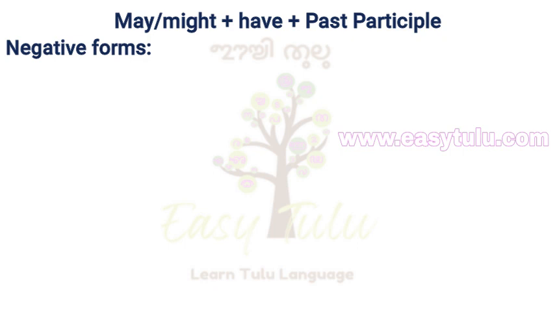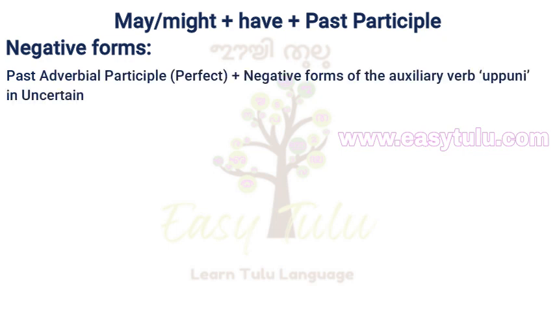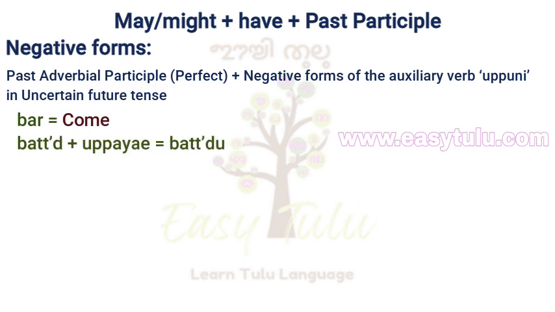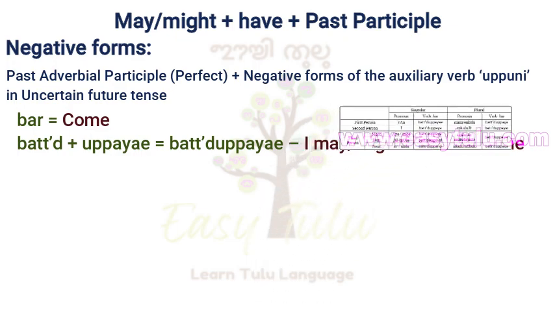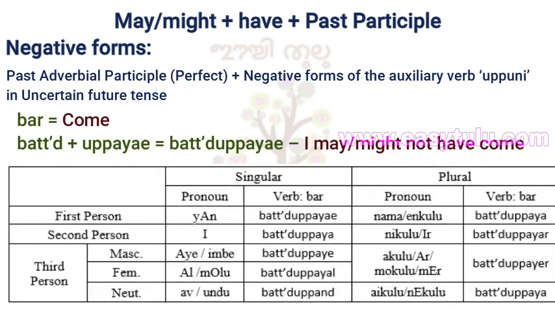To make negative forms, we have to add negative forms of the auxiliary verb uppuni in uncertain future tense to the past adverbial participle. Past adverbial participle plus negative forms of the auxiliary verb uppuni in uncertain future tense. Example, baru means come. Batadu is the past adverbial participle. Batadu plus uppaya, bataduppaya. I might have not come, or I may not have come.